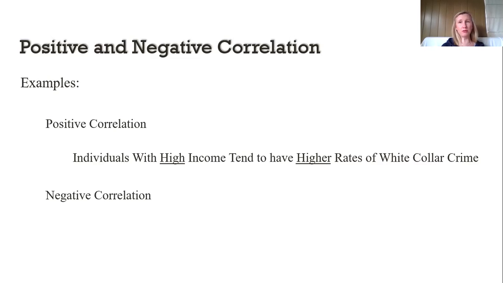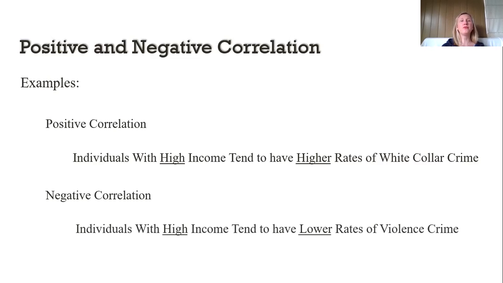A negative correlation might look like this. Individuals with high levels of income tend to have lower rates of violent crime. That means as one is increasing, my variable of income, my variable of violent crime is going to decrease. Because one is going up and the other is going down, I call this an inverse relationship. And that relationship is reflected by a negative correlation.